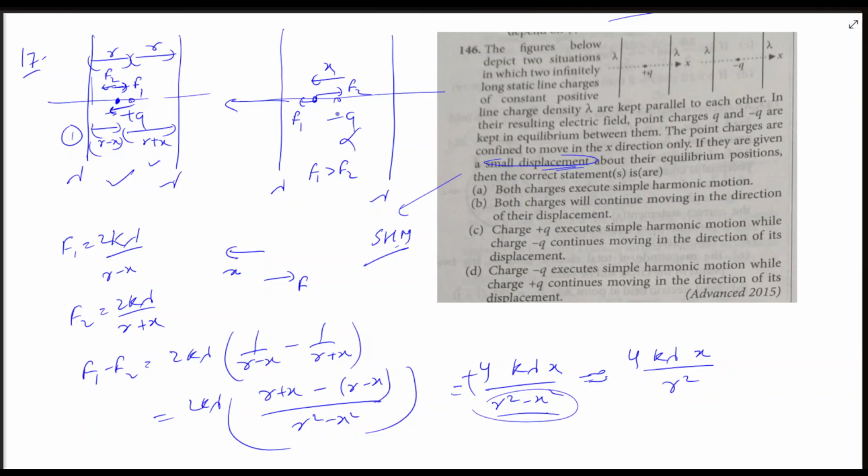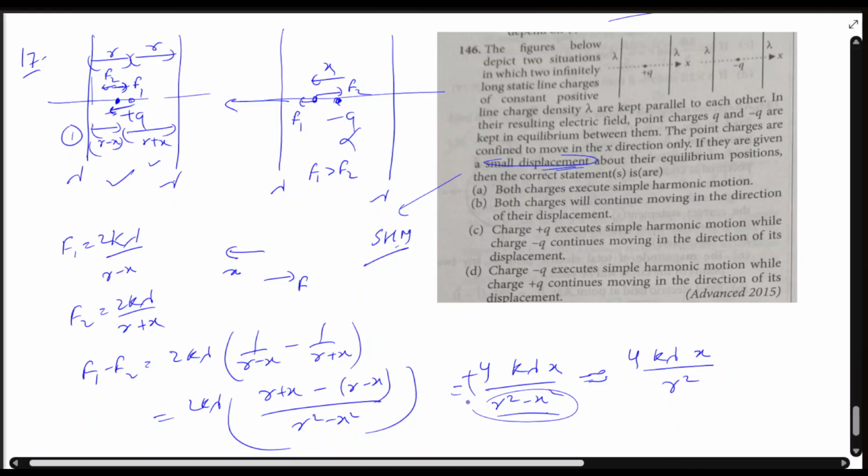So the instinctive way to solve the question is absolutely wrong. Just write the formula, solve them, take 1 or 2 seconds, don't make the mistakes. So this will be wrong. So plus q will execute SHM while minus q continues to move in the direction of displacement. So C will be correct. Okay, so I will consider this as a moderate one.